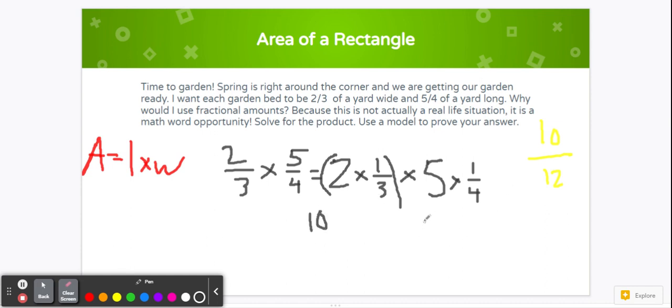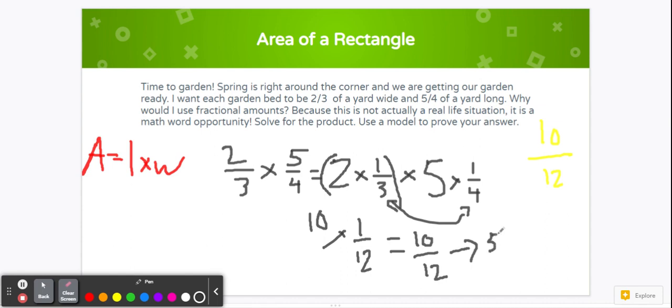1/3 times 1/4, 3 times 4 is 12. So that's 1/12. And then we could just do 10 times 1/12. Well, 10 times 1/12 is equal to 10/12. So we ended up in the same spot using that method as well. And of course, these both can be simplified down because they're both divisible by 2. 10 divided by 2 is 5. 12 divided by 2 is 6.